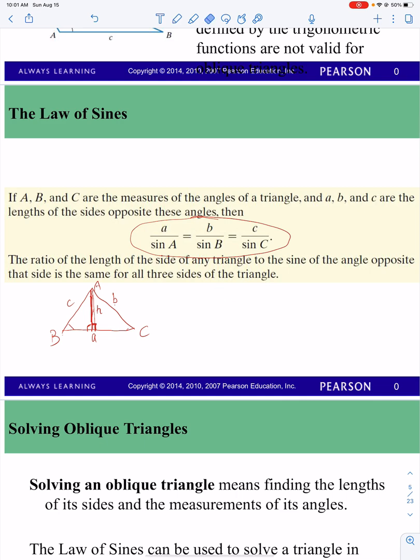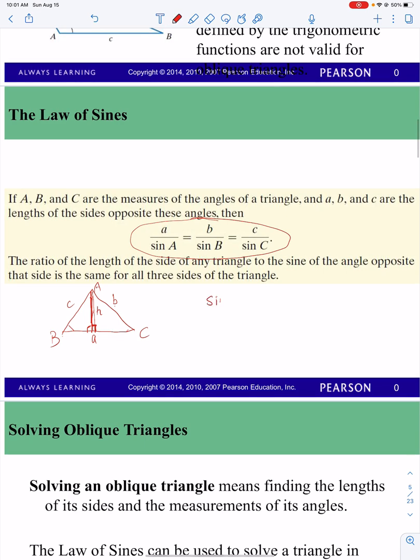So what will be sine of B? It is H over C, yeah? So what is H? It's C times sine B. On the right triangle, what is sine of C then? Sine of C is equal to H over B. So H equals B sine C. The height is the same thing, yeah? So what does this tell you? C times sine B equals B sine C.